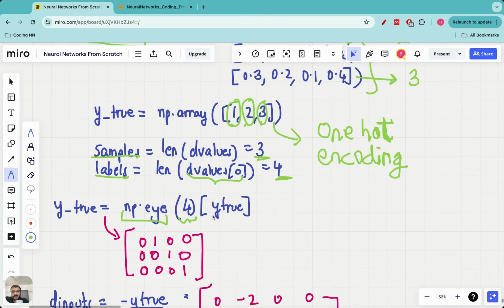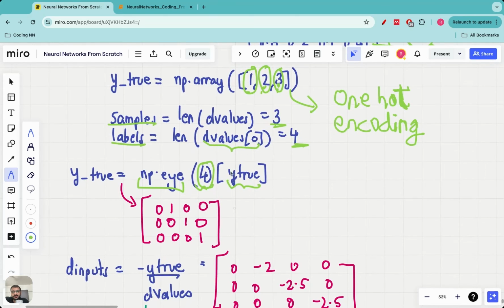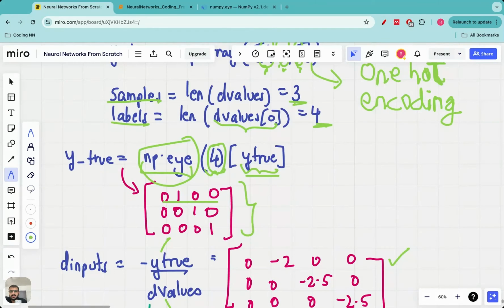And then we put y true. What this will actually do is that it will take each element of y true and convert it into one hot encoding with 4 labels. So the first value is 1, right? So it will be 0 1 0 0. The second value is 2, so it will be 0 0 1 0. The third value is 3, so it will be 0 0 0 1. So this is the np.eye command in Python.